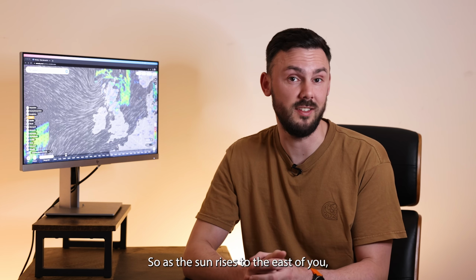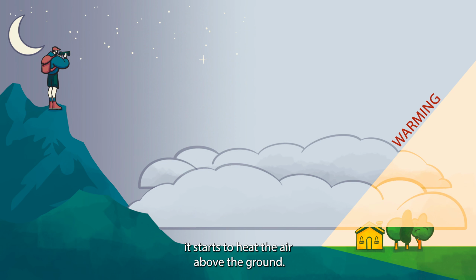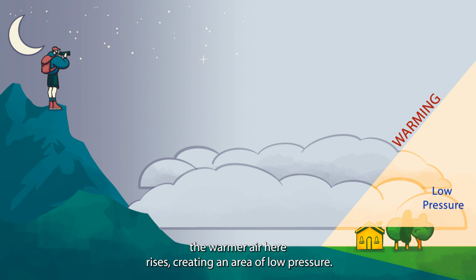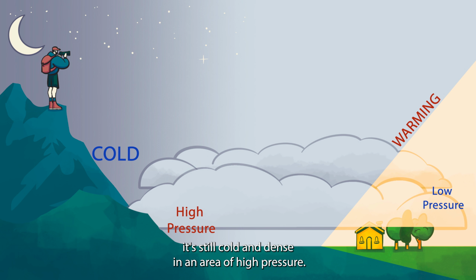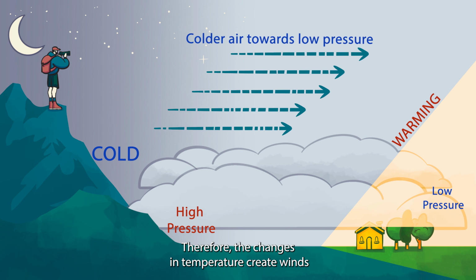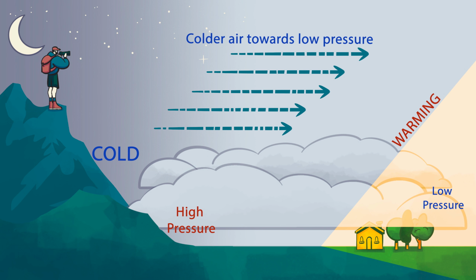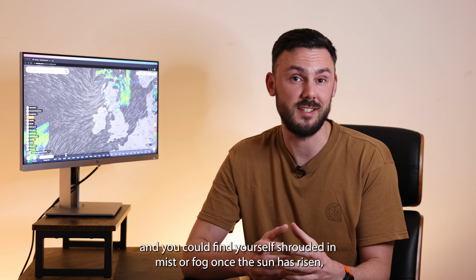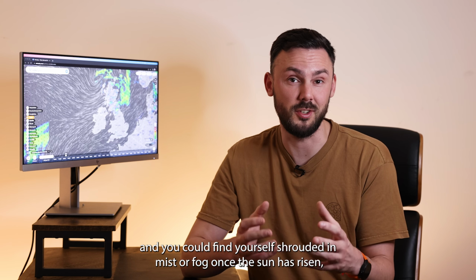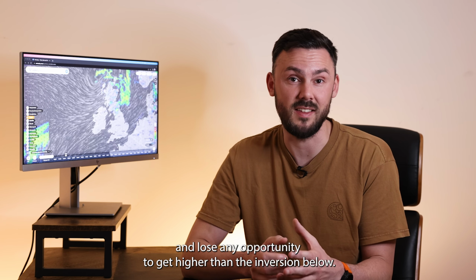So, as the sun rises to the east of you, it starts to heat the air above the ground, and as we know already, the warmer air here rises, creating an area of low pressure. Meanwhile, where there is no sun yet at all, it's still cold and dense in an area of high pressure. Therefore, the changes in temperature create winds, which bring fresh, colder air towards you. I therefore would always recommend you getting to your chosen location at least an hour before sunrise, as any later the show's already begun and you could find yourself shrouded in mist or fog once the sun has risen and lose any opportunity to get higher than the inversion below.